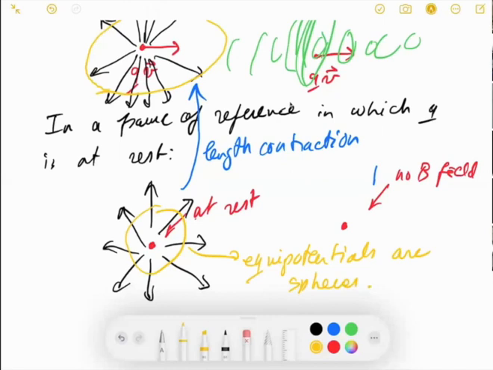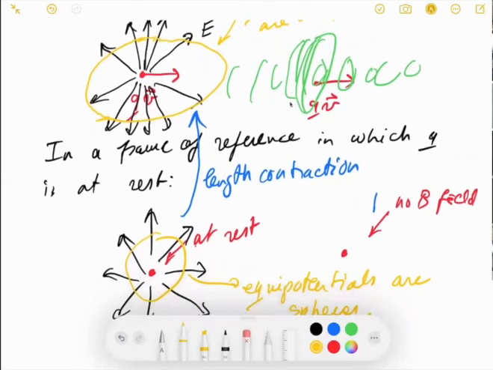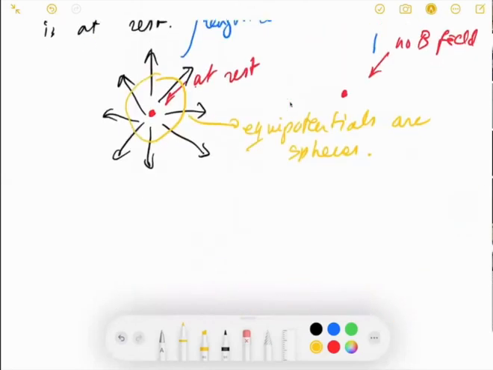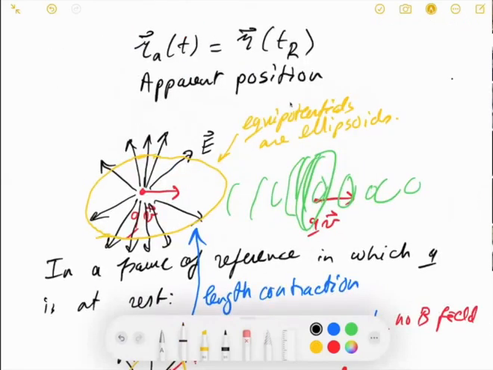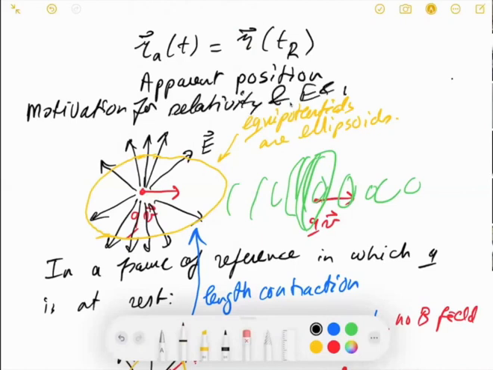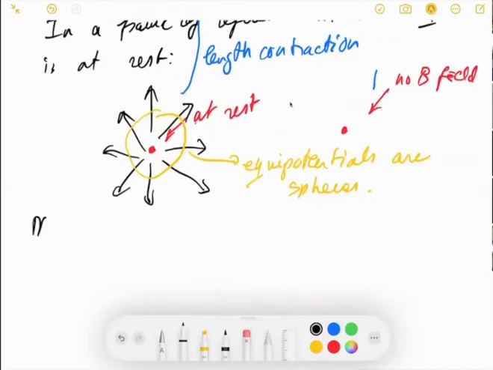Okay, so that's motivation 1 for wanting to move into relativity, motivation for relativity and E&M. All right, and motivation 2.